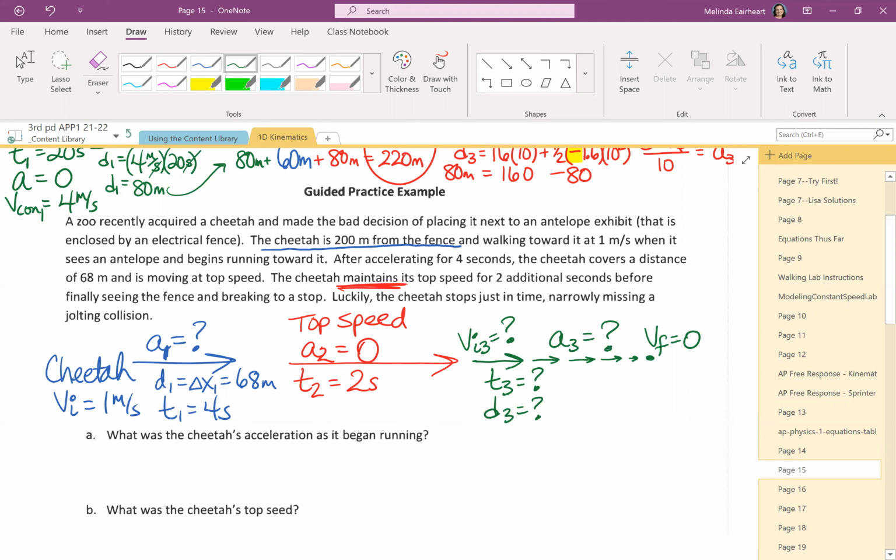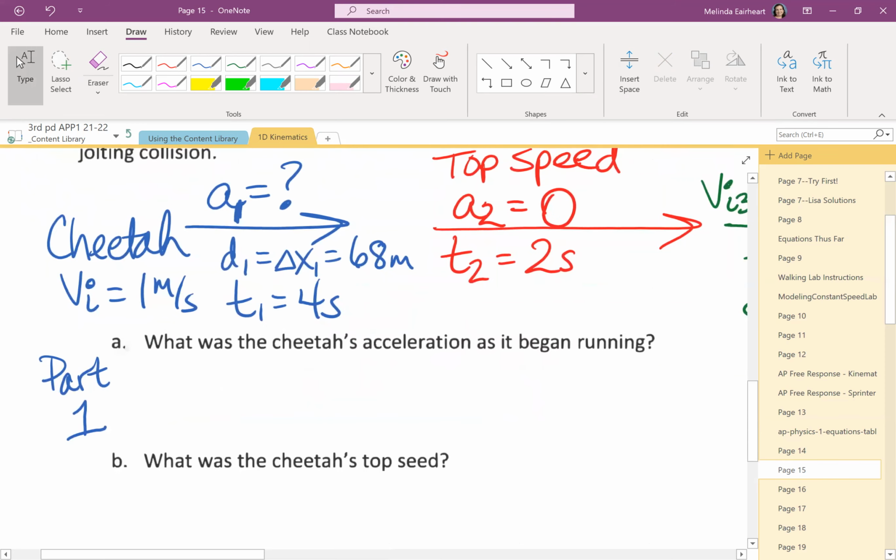Okay, first question. What was the cheetah's acceleration as it began running? Whatever. So what part are we looking at? Began running, we're looking at part 1. Part 1. And so the given information is just up above. Is that enough to find acceleration?